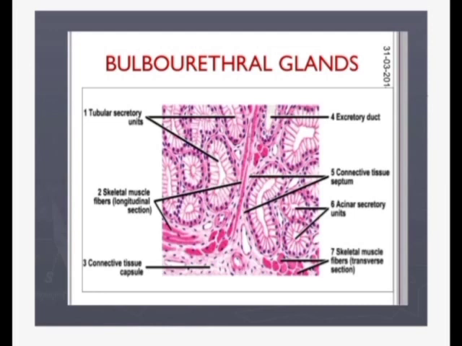The smaller ducts of the glands show simple columnar epithelium, while the main duct is lined by pseudostratified epithelium. During erotic stimulation, the bulbourethral glands secrete a mucoid secretion which acts as lubricant for the urethra.